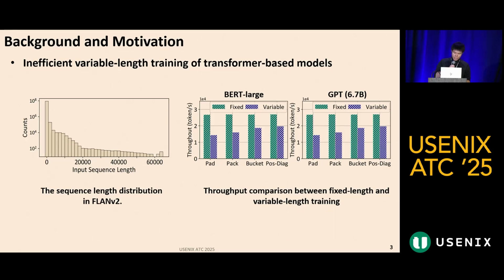Comparing fixed length with variable length training for BERT large and GPT models, we could see a significant reduction in throughput for variable length, leading to wasted computation and memory. We could see a significant reduction in throughput for variable length input across different optimization methods.